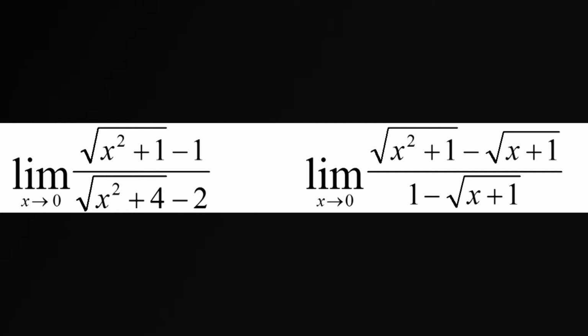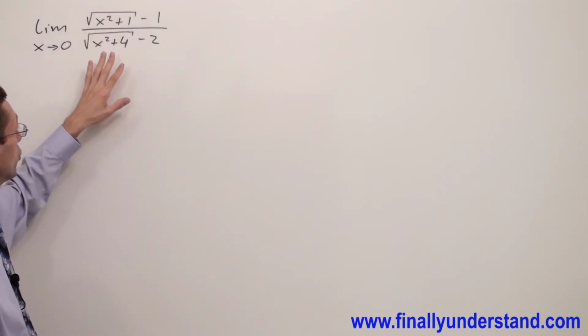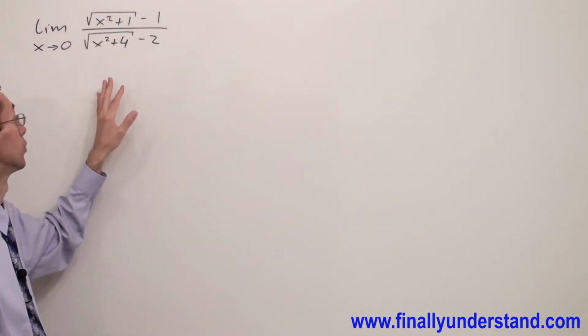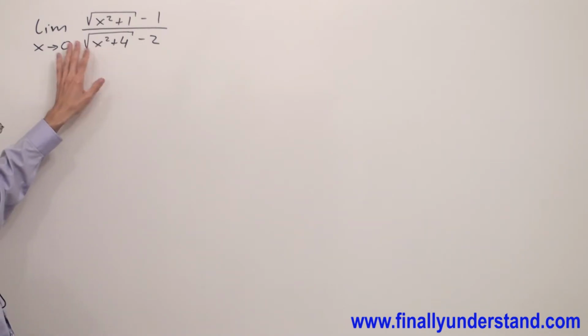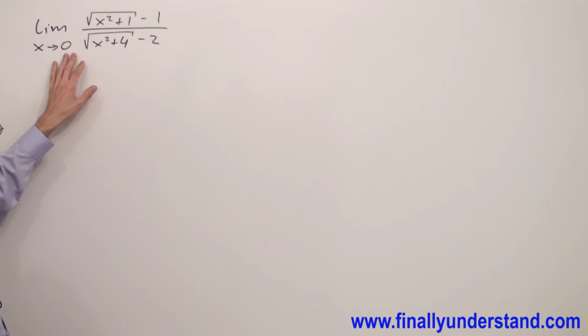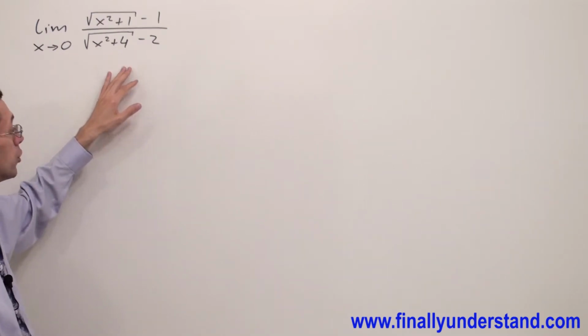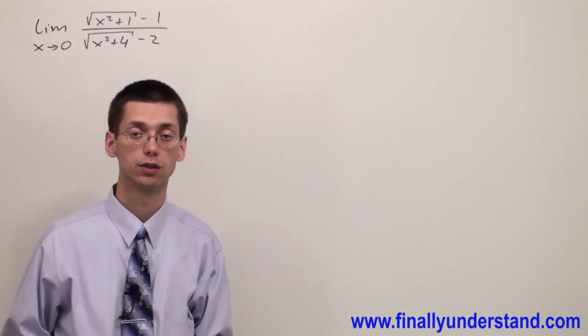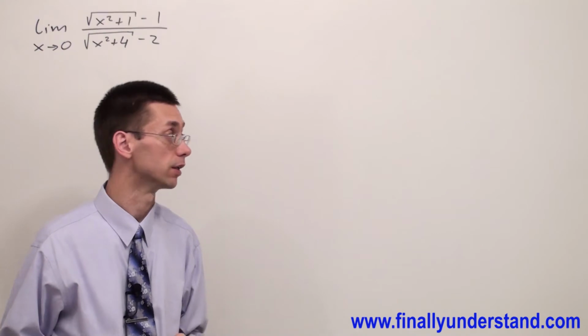Let's take a look at this example. We have again a rational function. We're supposed to look at the denominator first. I'm going to replace x by 0. I'm going to have square root of 4. Square root of 4 is equal to 2 minus 2 is 0. We said we do not want to have 0 in the denominator.